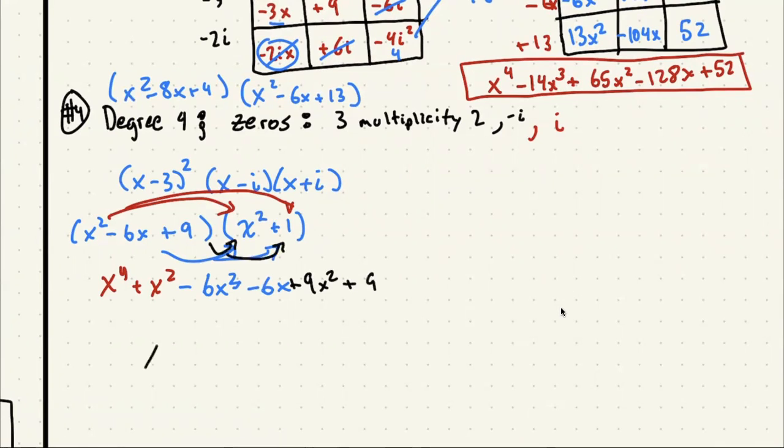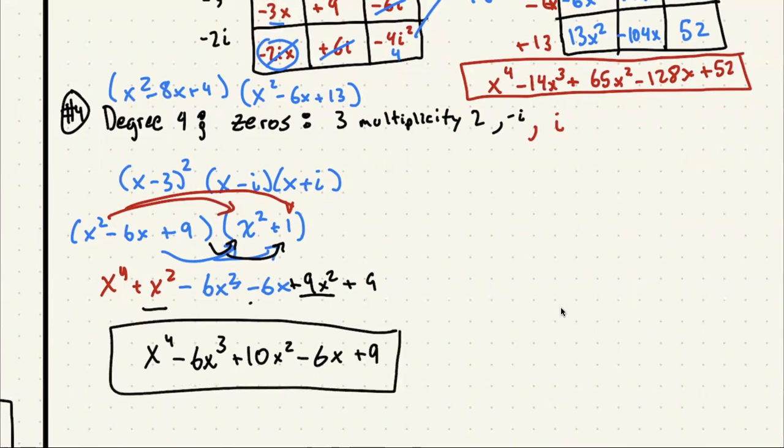All right, so that gives me x to the power of 4 minus 6x cubed. And you have x squared plus 9x squared, so plus 10x squared. And then minus 6x plus 9. And that's our polynomial. And that's basically the first half of this lesson. In the next lesson, we're going to go backwards. We're going to go from here to here. Well, we'll do that in part 2 of this section.